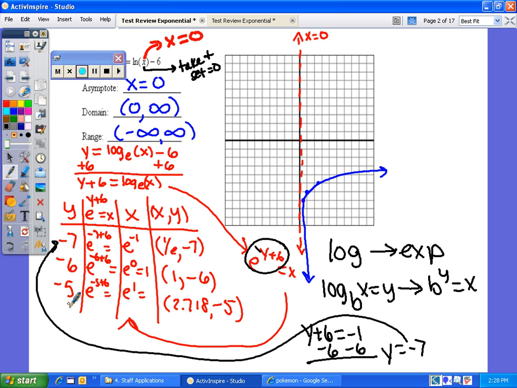Now, I told you in class today you can leave it as 1 over e. We know that 1 over e is 1 over 2.718. So that's in between 0 and 1 on the x-axis. And then 1, -6 is here, and then 2.718 has to go between 2 and 3. So here are your 3 dots that make your log curve. Always know that your asymptote starts with x, the range is all real numbers, and the domain goes from the asymptote to infinity.